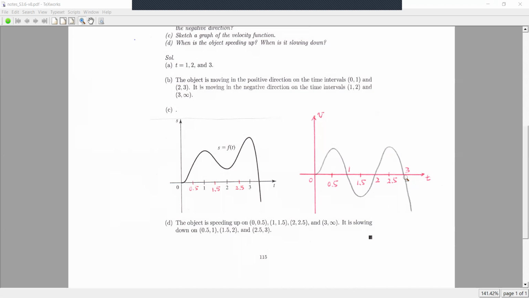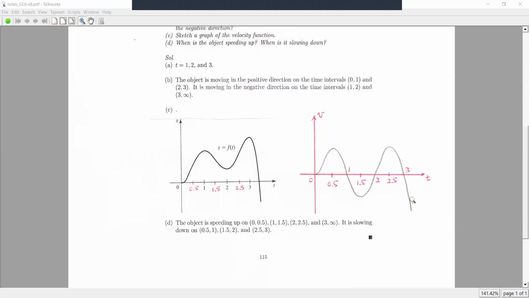The interval from 3 to infinity, the graph of the velocity is decreasing and is negative. When we take absolute value, this portion of the graph is increasing. So over the time interval from 3 to infinity, the object is speeding up because the absolute value of velocity is increasing and is moving in the negative direction because velocity is negative.